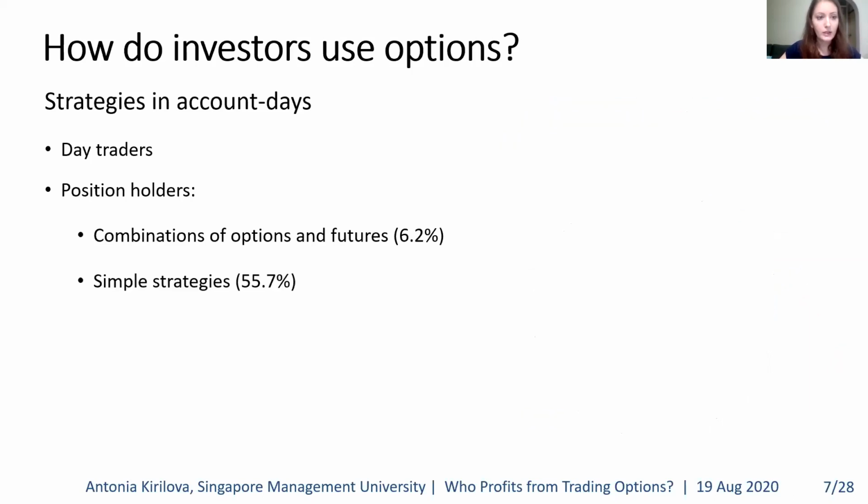Next, we have simple strategies. Here, simple strategies refer to directional exposure from holding only one type of option contract. So for example, we see that the account is holding only long calls or only long puts, etc. These may be thought of as naked options in the sense that they are not combined with any futures.